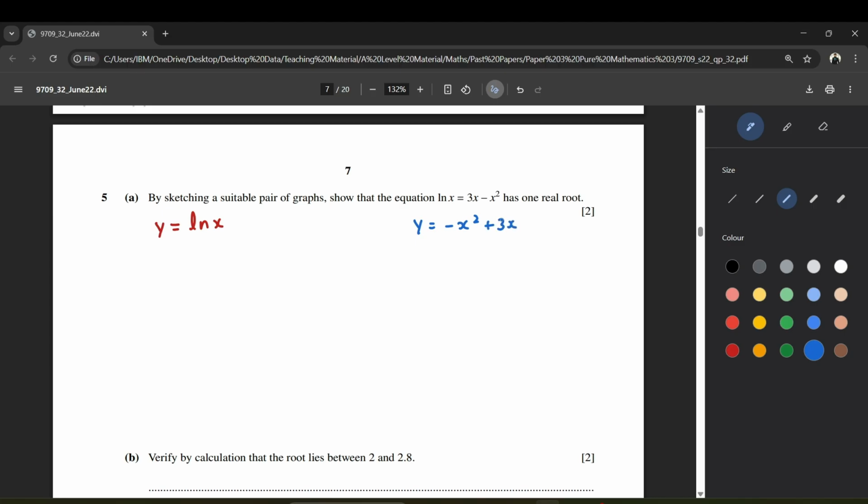Now minus x squared plus 3x, because the coefficient of x squared is negative, the shape of our sketch will be in this manner, a sad face. So this is a quadratic curve, and because of its coefficient being negative, this is the shape that we will get. So let us sketch the graph. Let me draw the axis.